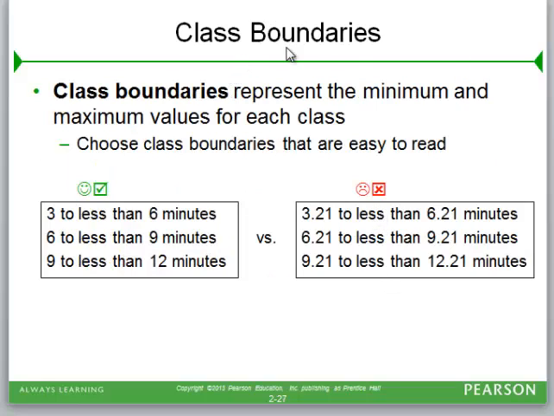Next, we need to set the class boundaries. We also call them class limits. We usually need to state clear class limits so you can put each observation into only one category, which means you must avoid overlapping or unclear class limits. For example, for this class, the class boundaries are 3 to less than 6 minutes. So 3 and 6 are the lower limit and upper limit respectively.